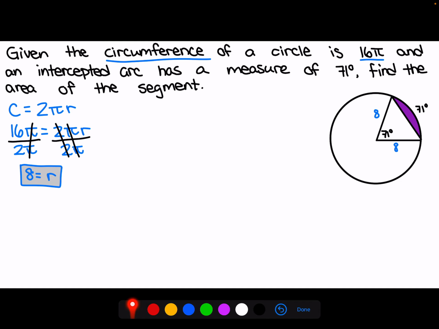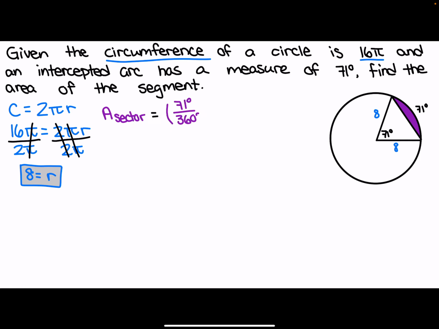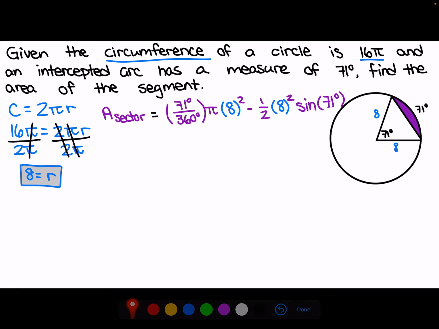And now we can use the area of a segment. The area of the segment is equal to our arc, 71 degrees, over 360 degrees in a full circle, times pi r squared. So our radius is 8, so pi times 8 squared, minus 1/2 times radius squared once again, times 8 squared, sine of our central angle, 71 degrees. So again, 71 over 360 times pi 8 squared minus 1/2 8 squared times sine of 71 degrees.